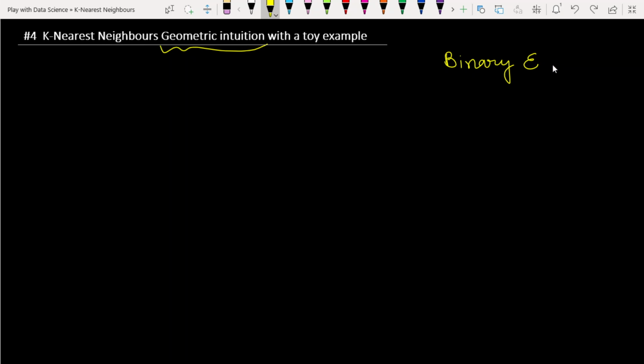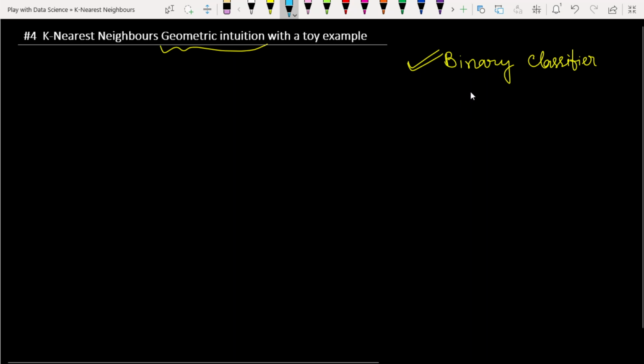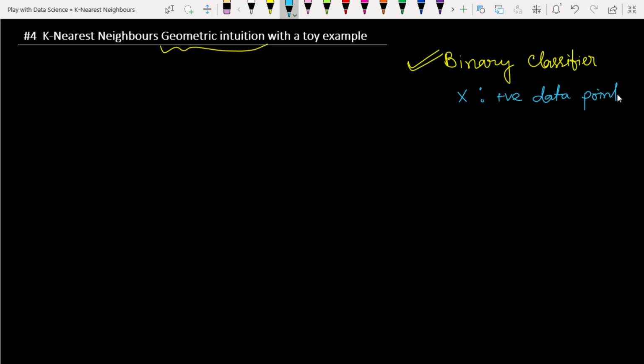Let's take our classifier to be a binary classifier. First, assume it. In binary classification we have two kinds of data sets. Let's say we are using blue color here for positive data points, and I am using red color for negative data points.